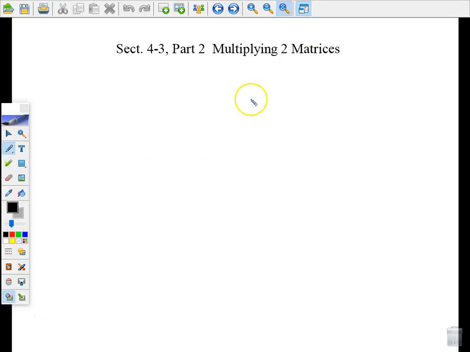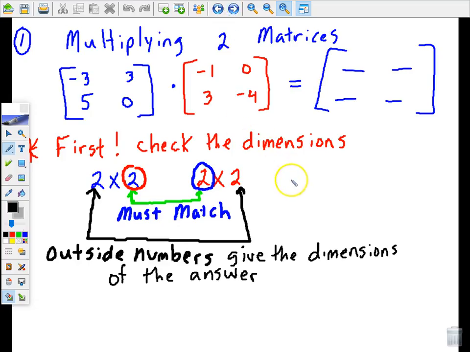Well, and today we're calling this part 2. I want to show you how you can multiply two matrices together if it's possible. And in today's lesson, I want you to understand whether or not the multiplication of two matrices is possible. And if it is, then how does that process work? So let's just get started with an example.